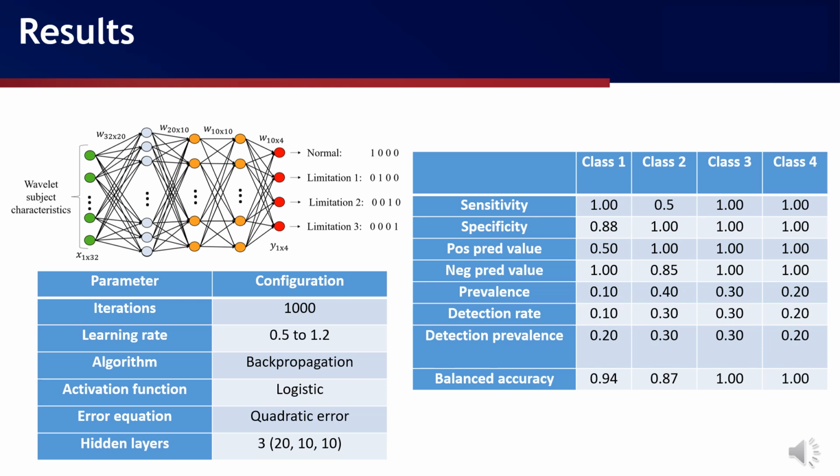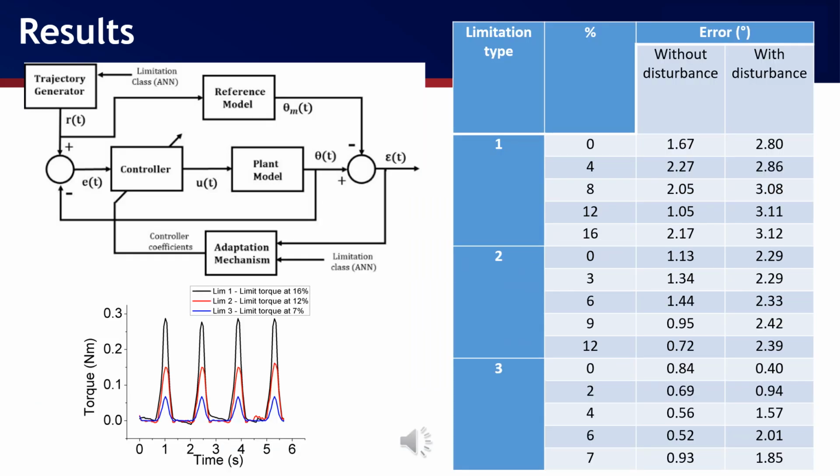The neural network is configured in such a way that it yields an accuracy of 90% in the classification of constraints. In the table on the right, the evaluation metrics were obtained from the confusion matrix. Once we have identified the type of limitation of the person, this data is now the input of the control system that will generate the compensation trajectory by increasing the angular trajectory by a small percentage allowed.